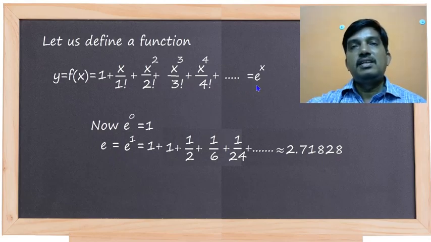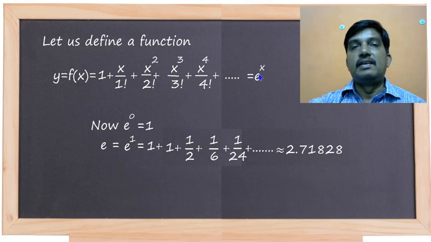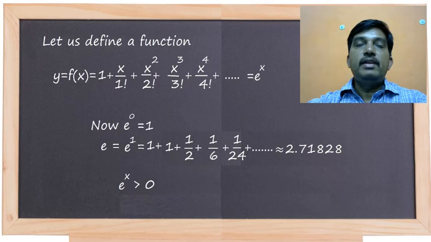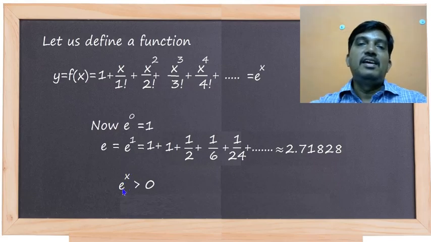E power x is defined like this. This is one exponential function where the base is e. Now, e power x is always greater than 0. The reason is, when x is positive, e power x is always positive. When x is negative, you can write it as e power minus y, where y is some positive number. That is equal to 1 by e power y, which is also positive. Therefore, e power x is always greater than 0. You remember this result.